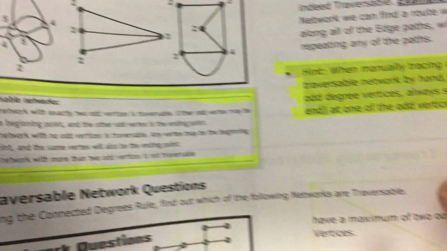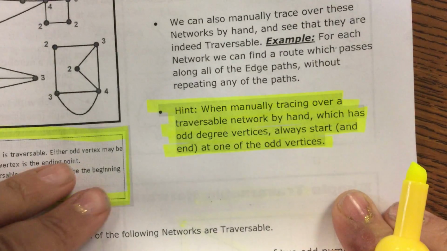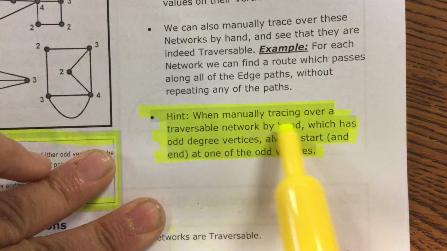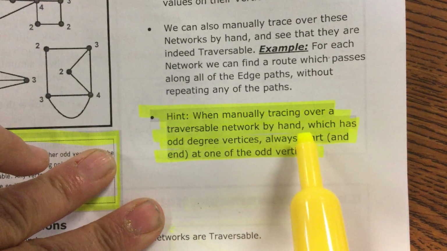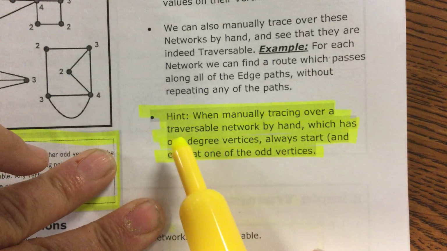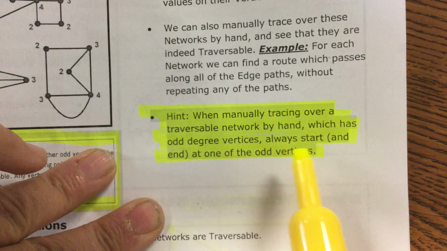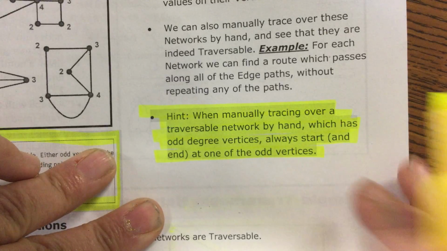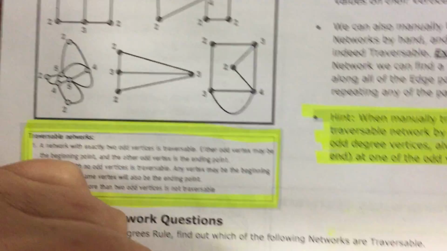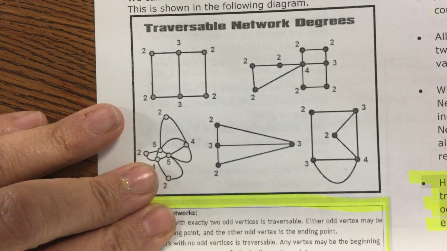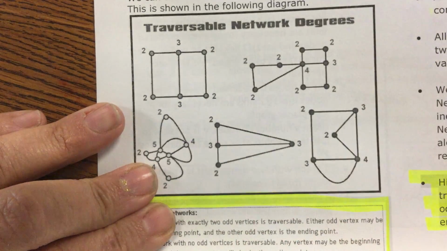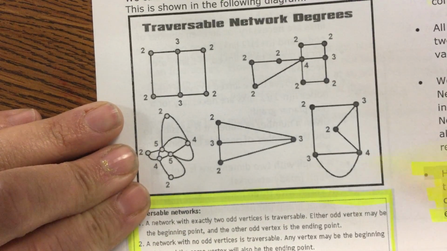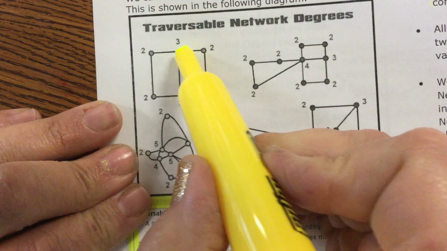One thing that is mentioned on this side that is not on the other is right here. This gives you a hint, like if they actually want to see you trace it. It says, when manually tracing over a traversable network by hand, which has odd degree vertices, always start and end at one of the odd vertices, okay? So if we go back up here to this one, that had the 2, 2, 3, 3, and 2, and 2, we always want to start at an odd, and I believe that's what I did when I showed you earlier.